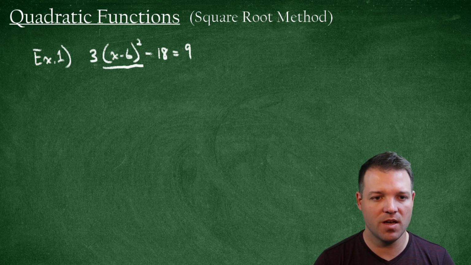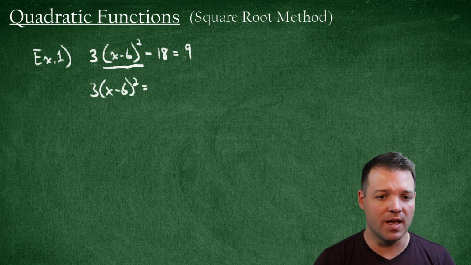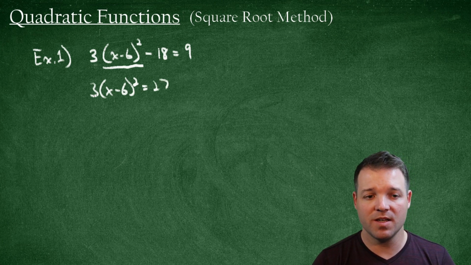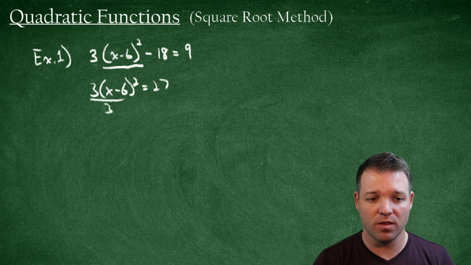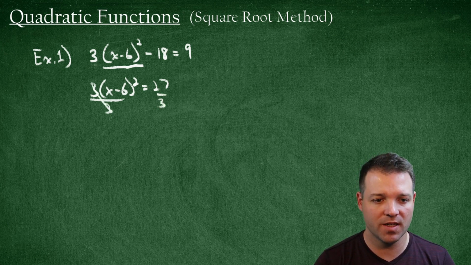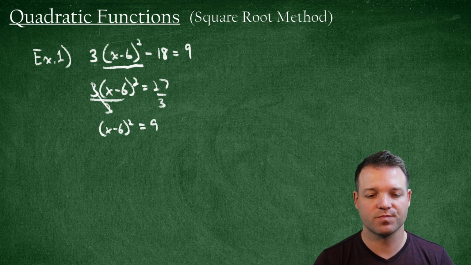Okay, so I'm going to add 18 to the other side. So this is 3 times x minus 6 squared, and then 9 plus 18 is 27. Then I'm going to divide both sides by 3 because I want to get that 3 out from in front of the x minus 6 squared. So I have x minus 6 squared is equal to 9.